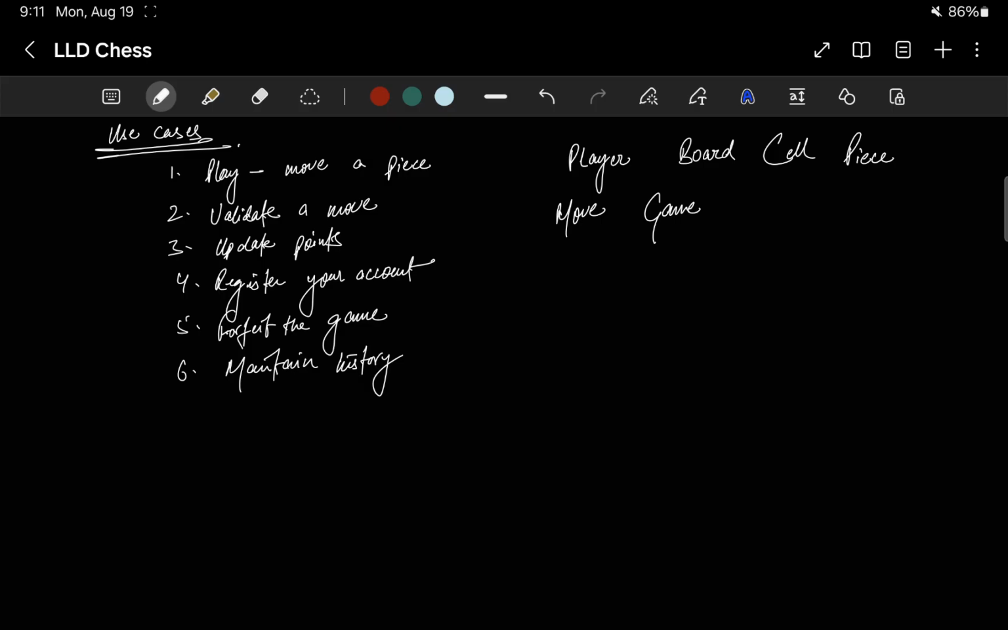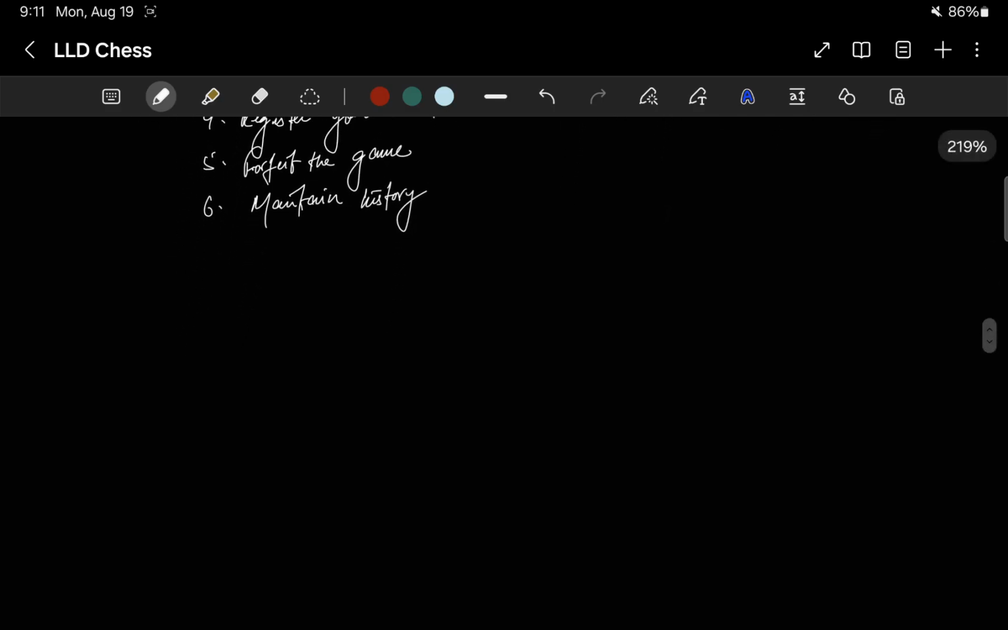Okay, now what? Anything we left? There will be player, board, cell, piece, move, game. I think we have almost everything. Yeah, we have almost everything. So we can start drawing our class diagram, how different classes will interact with each other. We'll start with some things which are very obvious. If you see, the piece is obvious.